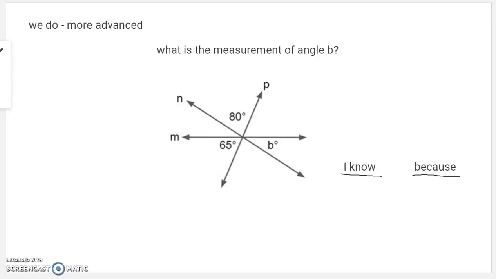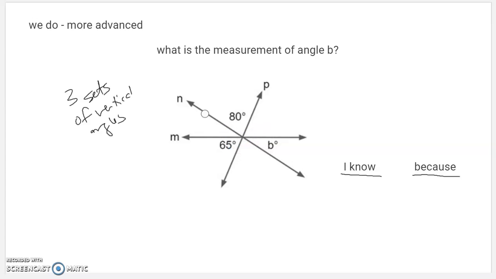If you'll look here, we have tons of vertical angles here, right? These two are vertical, so they would match. These two are vertical, so they would match. And these two are vertical, so they would match. We actually have 3 sets of vertical angles here. Don't know if we'll need them all, but we've got them.